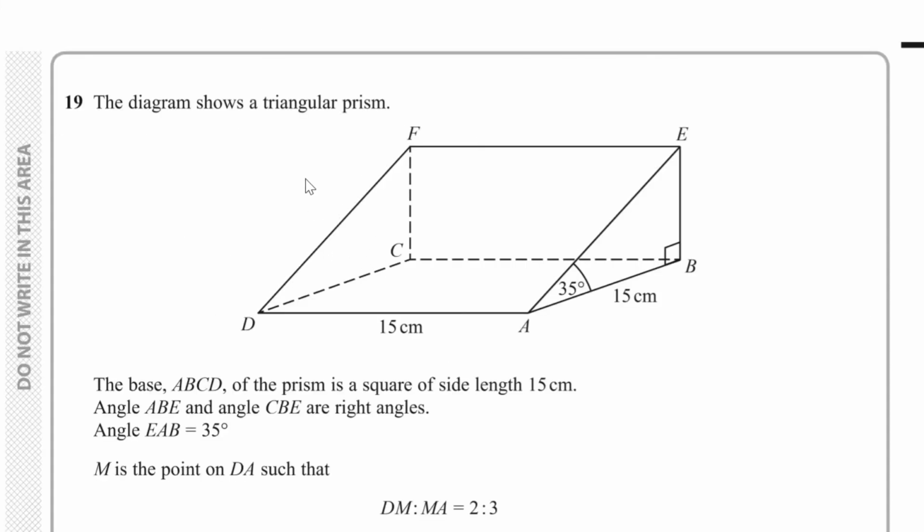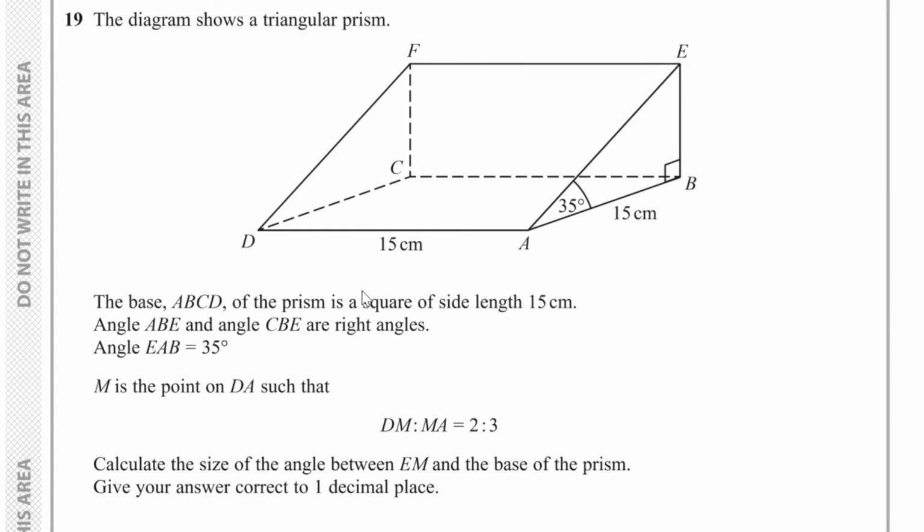Question number 19. The diagram shows a triangular prism as shown here. The base ABCD of the prism is a square of side length 15 centimeters. The angle ABE and the angle CBE are right angles. The angle EAB is 35 degrees. M is the point on DA such that the ratio DM to MA is 2 to 3. We have to calculate the size of the angle between EM and the base of the prism. Give your answer correct to 1 decimal place.